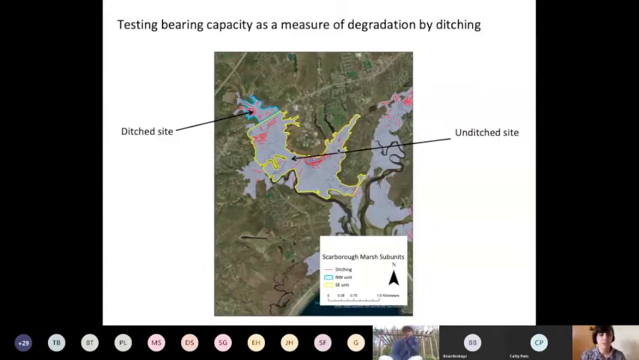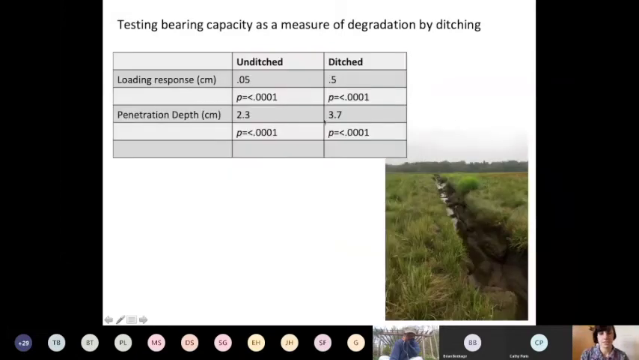I wanted to do the same paired study in a marsh with really heavily ditched areas and some areas that were unditched. So I went down to Scarborough Marsh, the largest marsh in Maine, and again ran 2 transects in an area that was heavily ditched up here in blue, and then relatively unditched in yellow. And again, the ditched area showed a higher mean penetration depth than the unditched unit.